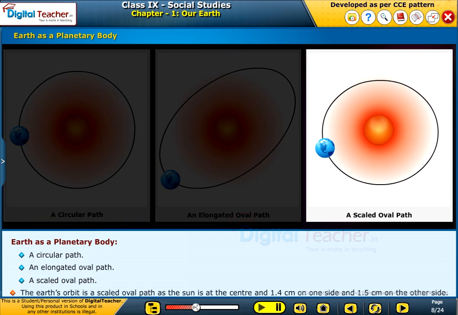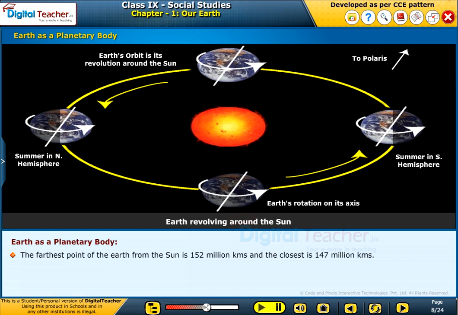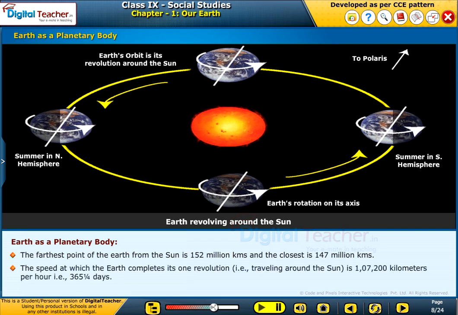The Earth's orbit is a scaled oval path as the Sun is not at the center, but 1.4 centimeter on one side and 1.5 centimeter on the other side. The farthest point of the Earth from the Sun is 152 million kilometers and the closest is 147 million kilometers. The speed at which the Earth completes its one revolution, that is, traveling around the Sun, is 1,07,200 kilometers per hour, taking 365 1/4 days.